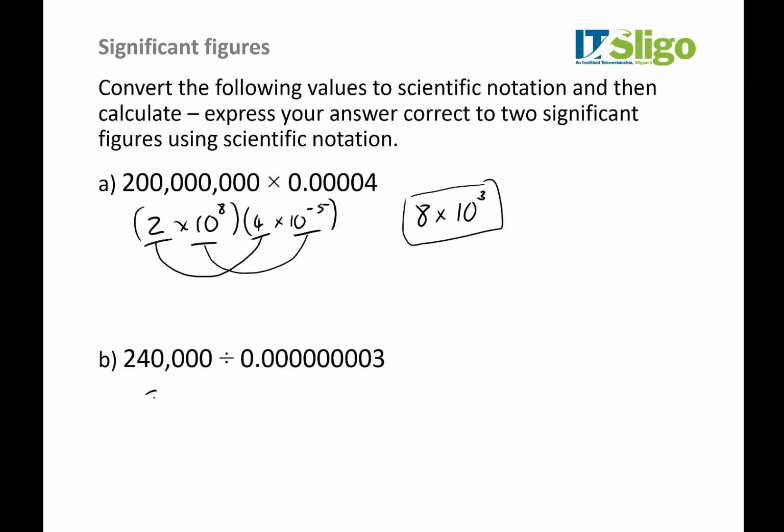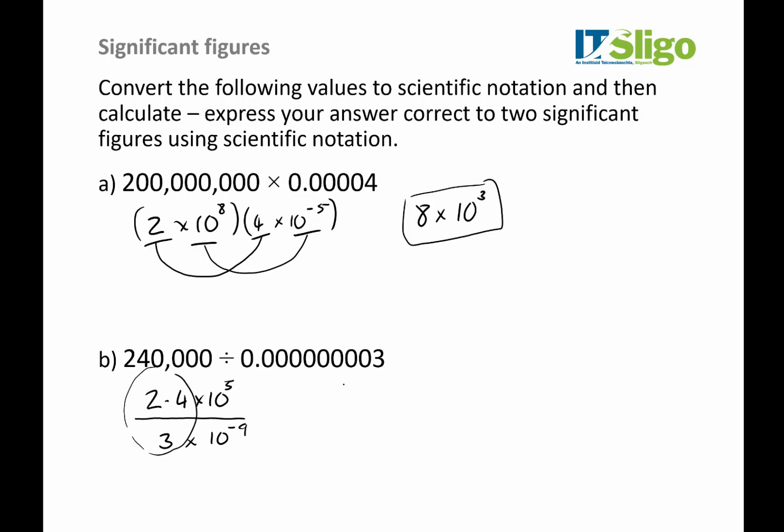Here, 2.4 by 10 to the power of 5. And on the bottom then, guys, it's going to go 1, 2, 3, 4, 5, 6, 7, 8, 9. 3 by 10 to the power of minus 9. Watch your minuses here. So numbers do what numbers do.